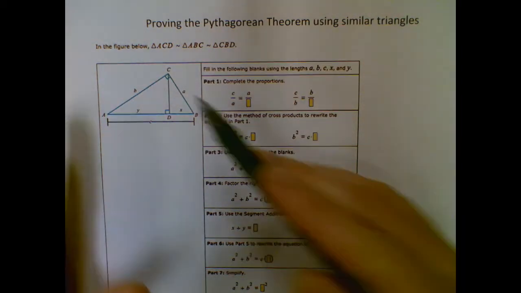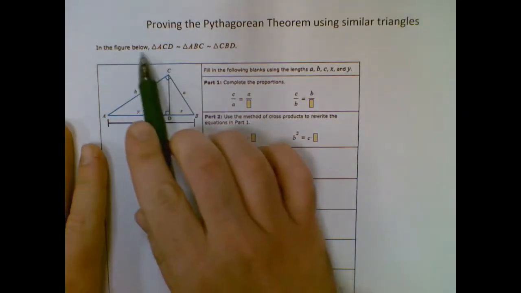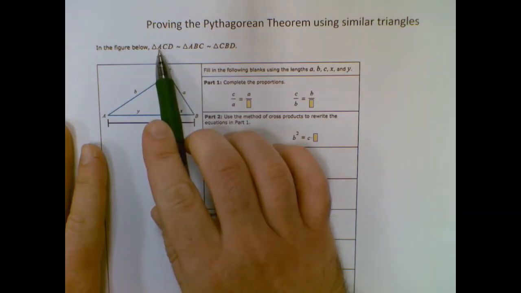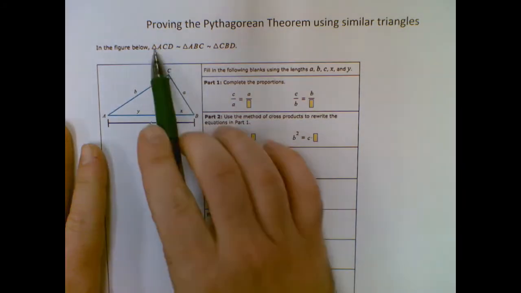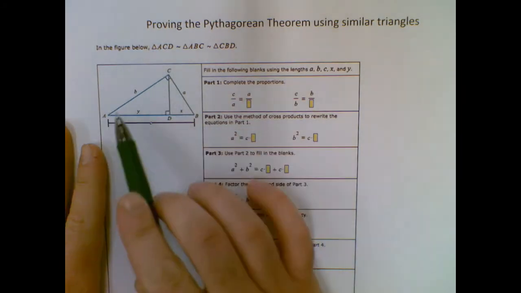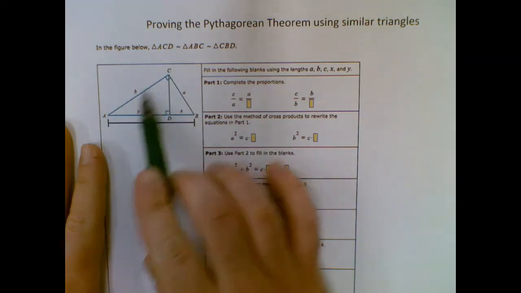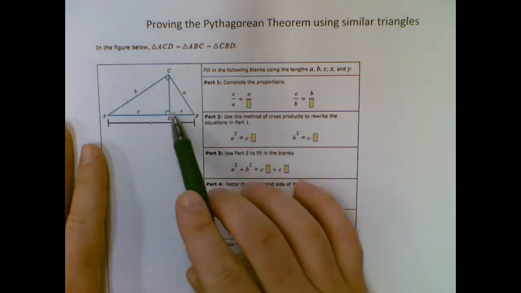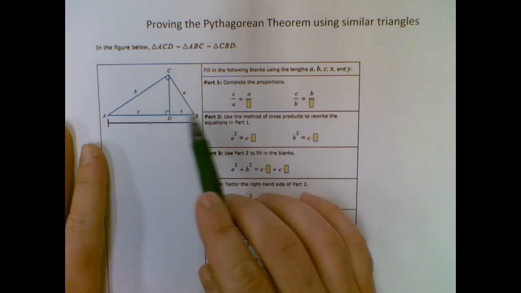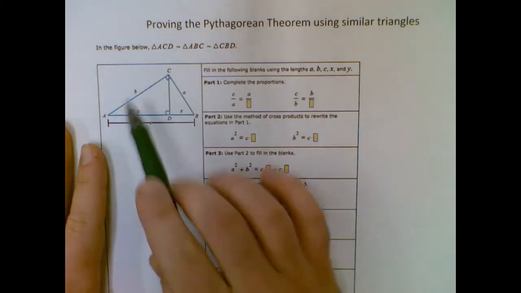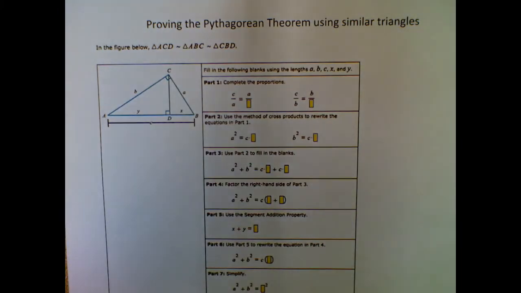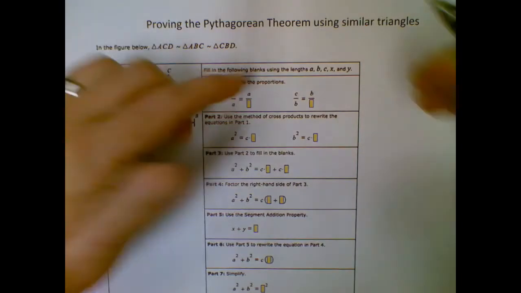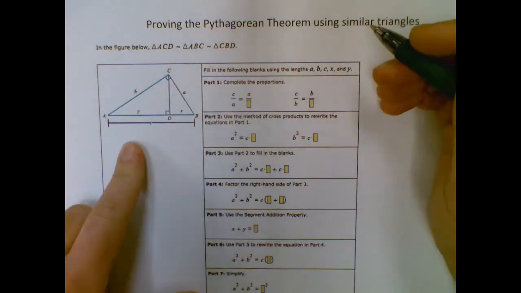Alright, so let's see what we're trying to do here. They told us that triangle ACD is similar to ABC, which is the big one, which is also similar to CBD. So all of these triangles are similar. Using that, we're going to fill in some of this information.